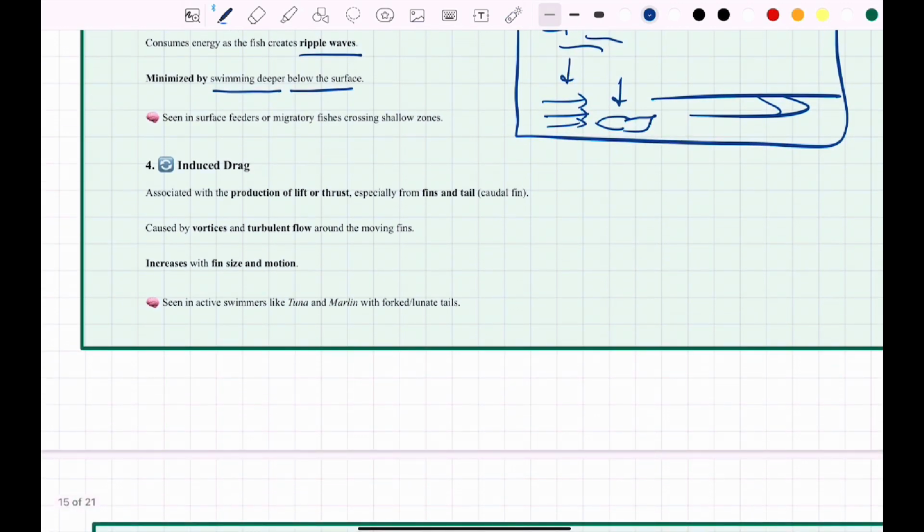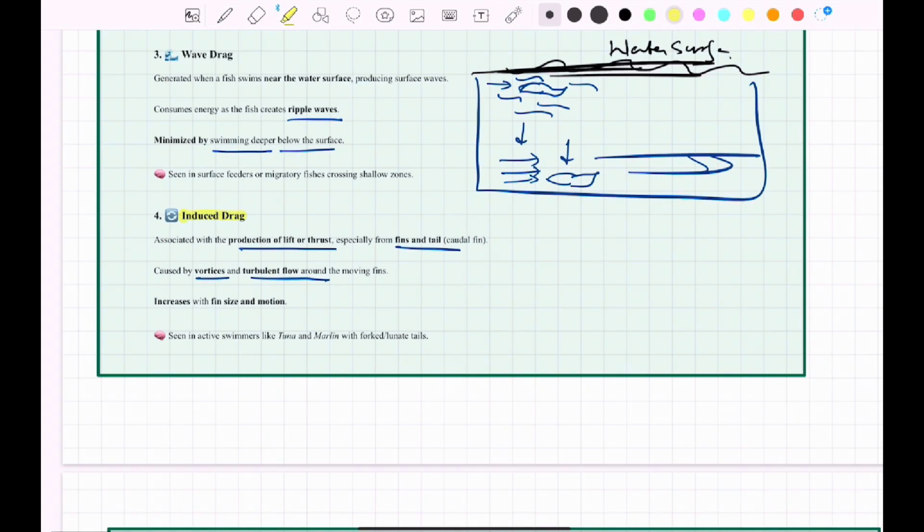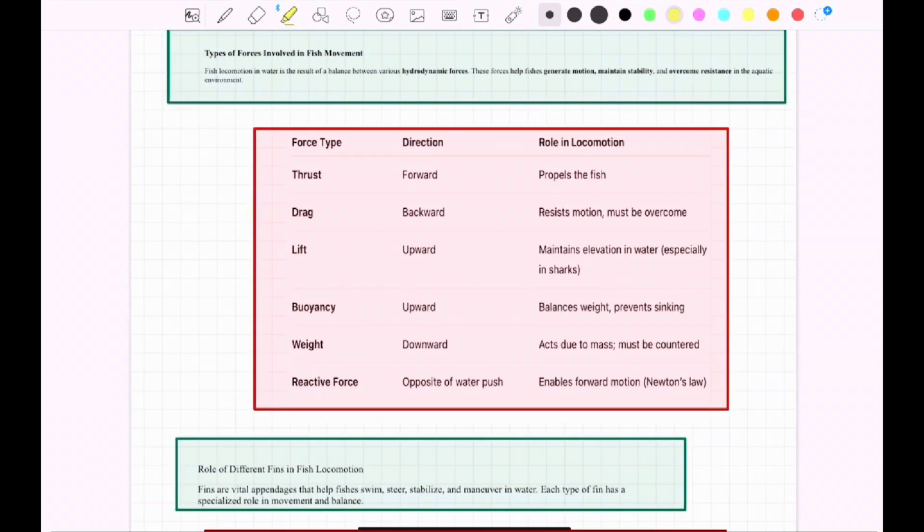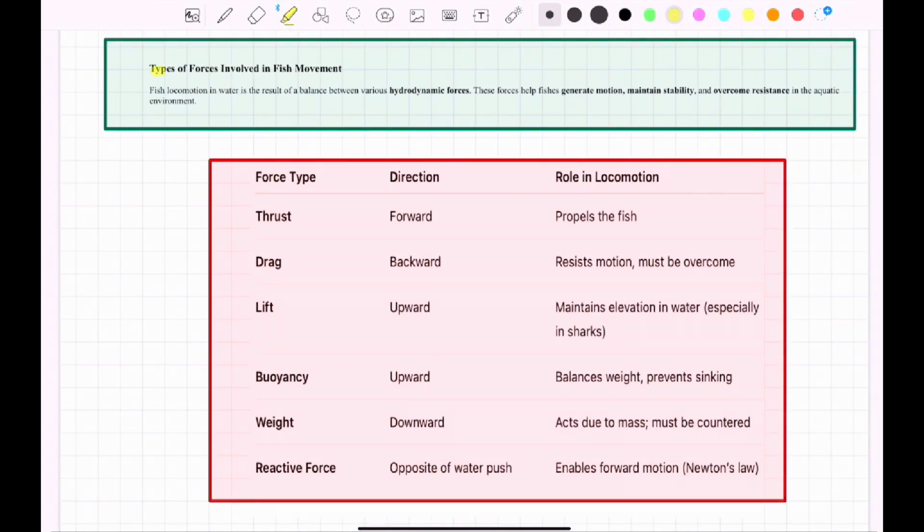There is one more, induced drag, that comes with the production of the lift or thrust from the fins and the tail. It is caused by the vortices and turbulent flow around the moving fins. So it increases with the fin size and motion. The bigger the fins, the bigger the induced drag. So these are the different forces against which the fish has to move. There are different types of forces involved in the fish movement.